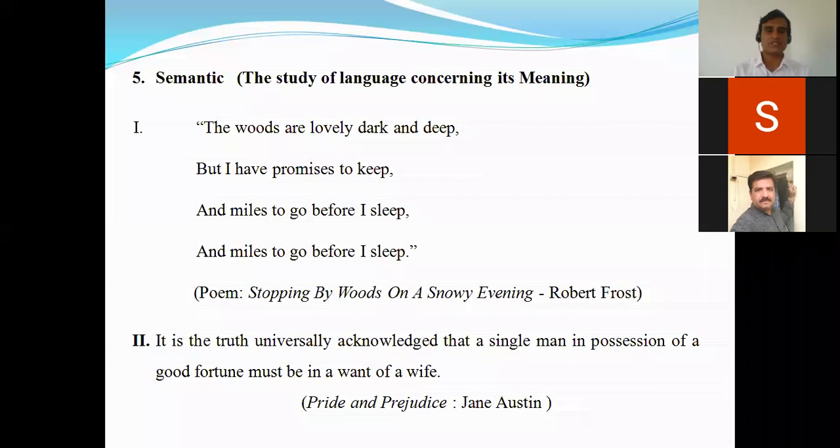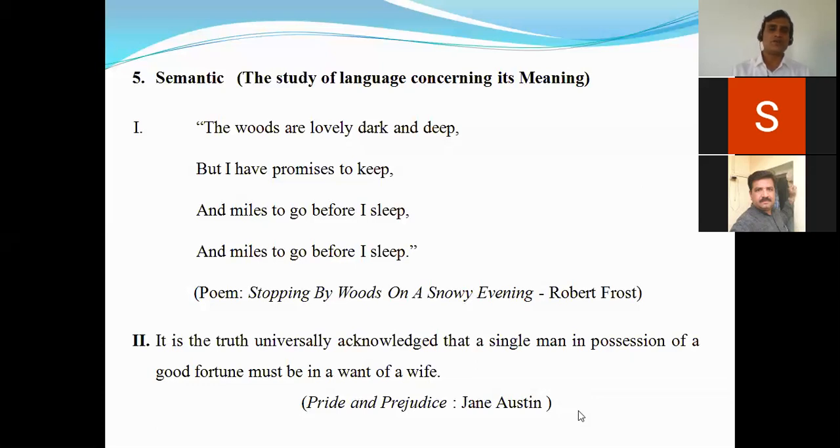The second example for semantic study is this. It is the beginning of the famous novel Pride and Prejudice, published in 1813 by the famous British novelist Jane Austen. And the beginning of the novel is like this. It is a truth universally acknowledged that a single man in possession of a good fortune must be in want of a wife. So as I told you in the very beginning, I am not a teacher, not a doctor of English, I am a simple student of language and literature.